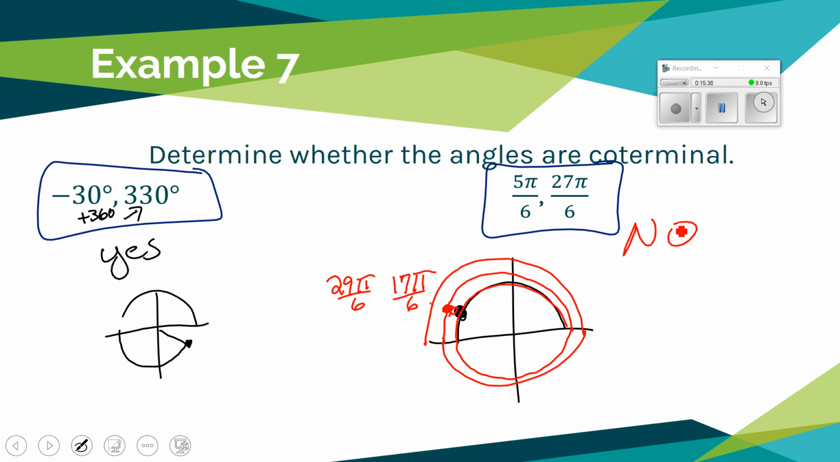Okay? Because if I counted 6, 12, 18, 24, 30, but I want to go to here. I want to go back 1 pi over 6. And so minus 1 would be 29. Okay?